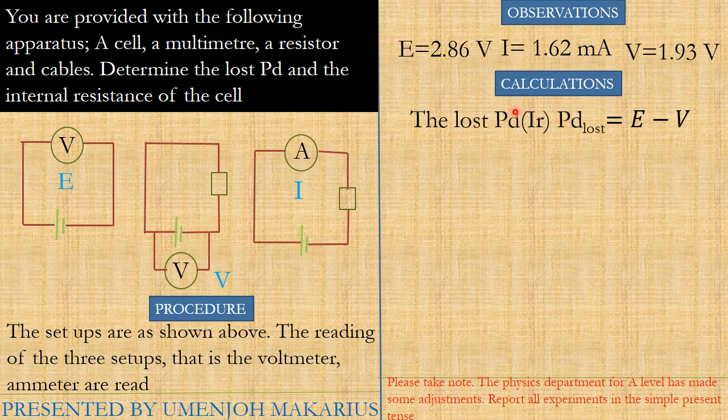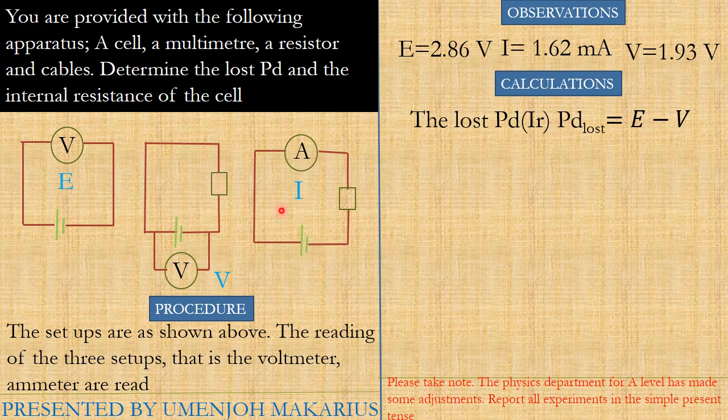Now we should tell them that the lost PD, in bracket capital IR, or the PD loss, is given as E minus small v. Keep in mind that this capital E is the EMF across the cell, right? It is the EMF when nothing is being connected. Then this small v is the potential difference across the cell with this resistor connected in place.